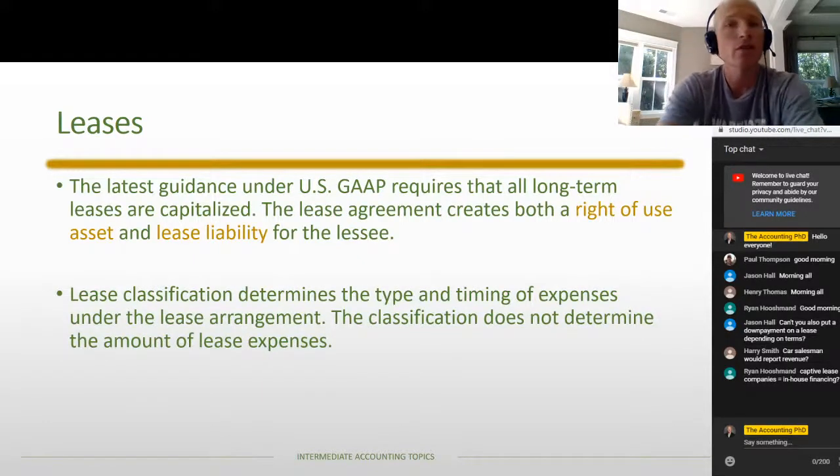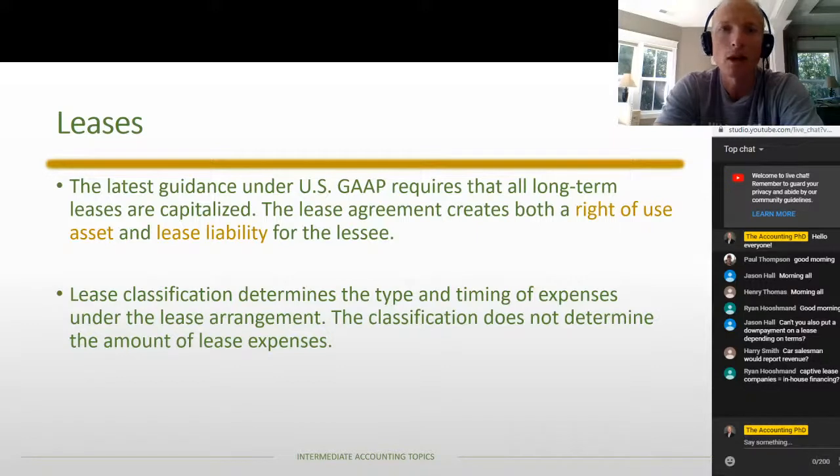So there is a difference, though, in the two classifications. There are finance leases and there are operating leases. And those two classifications do determine the type and timing of expenses under the lease arrangement. I want to be clear, though, the classification does not determine the total amount of lease expenses. And so we're going to get into the details of this.